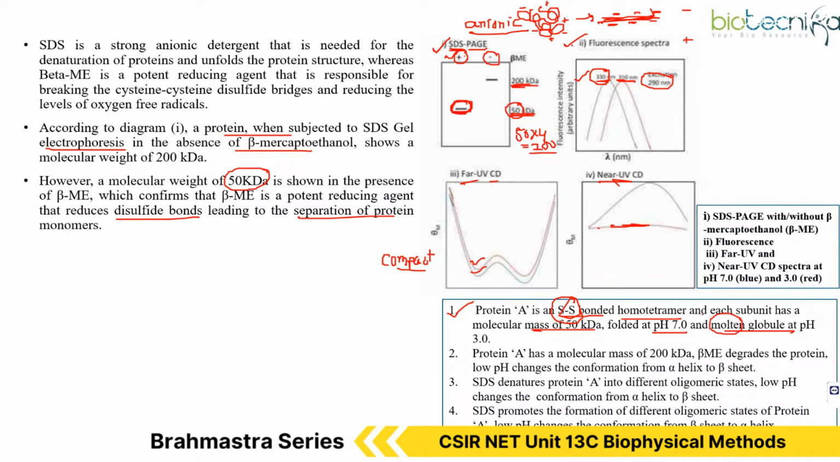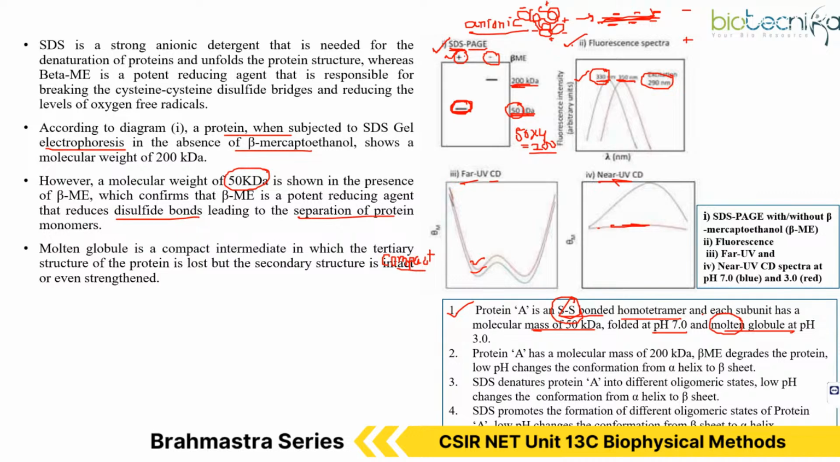Or in a very simple way, you can remember it's a compact intermediate in which tertiary structure of protein is lost, but secondary structure is intact or even strengthened, right? So in the beginning, I told you far UV tells us about the secondary structure, so it is unchanged. But in near UV, you can see the red becomes completely flat, so it indicates loss of tertiary structure, right? So yes, it can be molten globule at pH 3. So this confirms our result, and that means answer can be option 1, right?